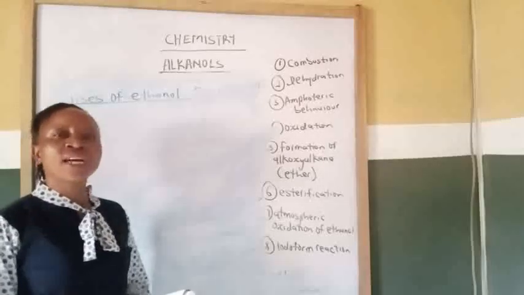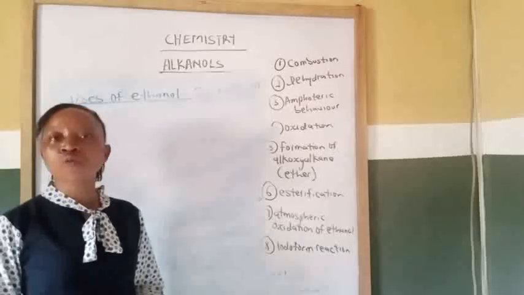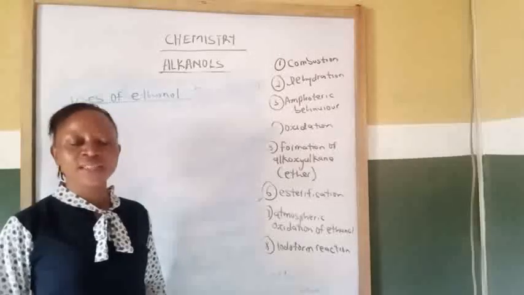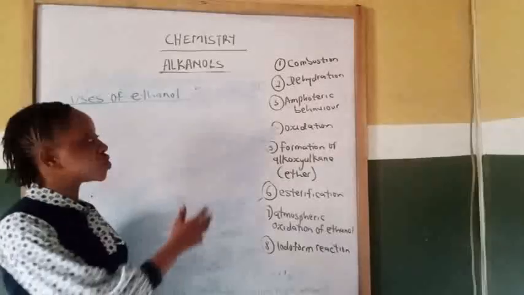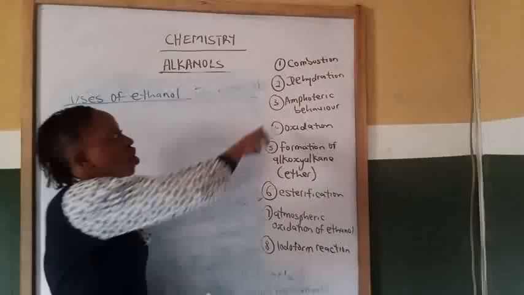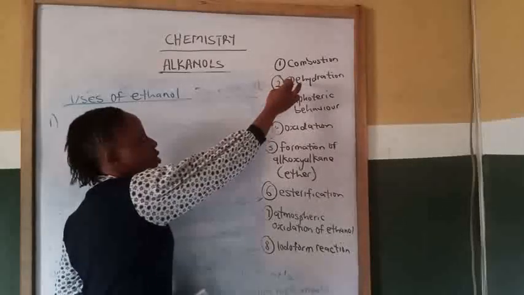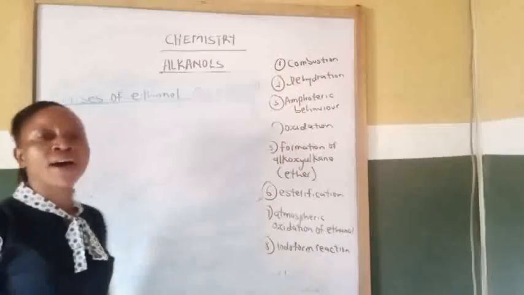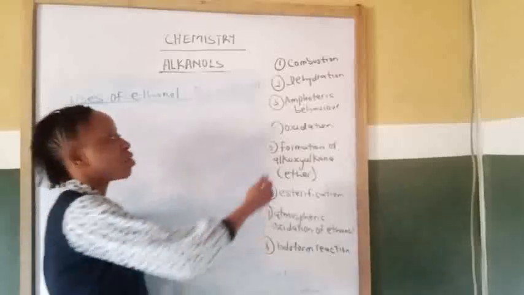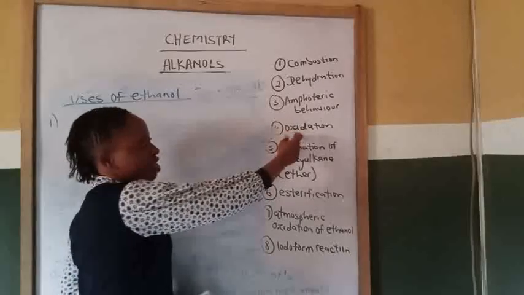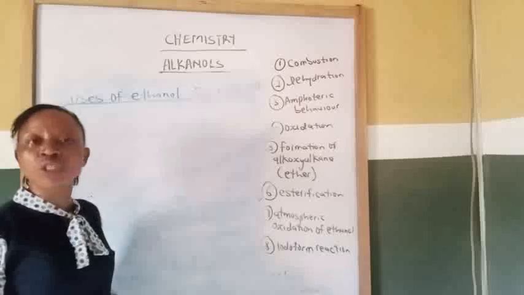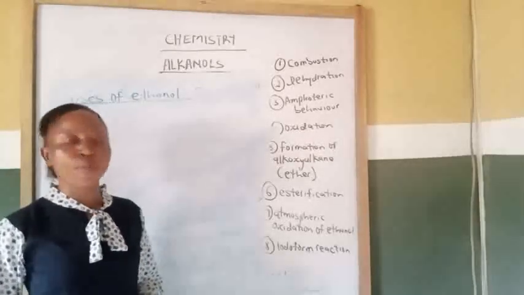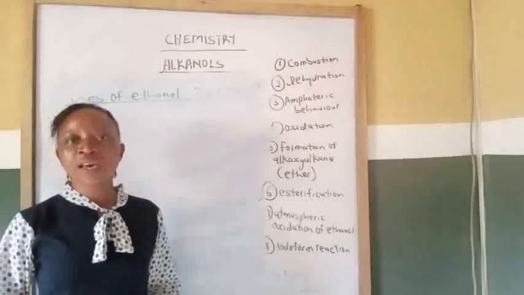Another one, ethanol can also be used in production of some organic compounds like ethanoic acid. We produce ethanoic acid under oxidation of primary alkanol, which shows that ethanol can be used to produce some organic compounds like ethanoic acid.